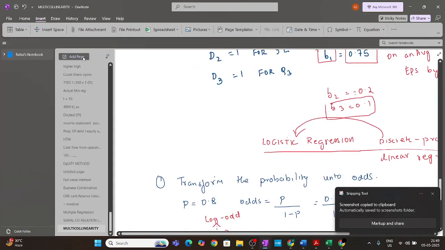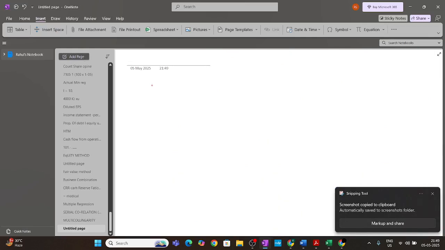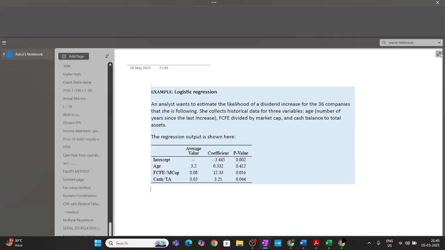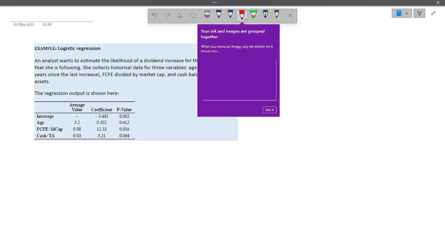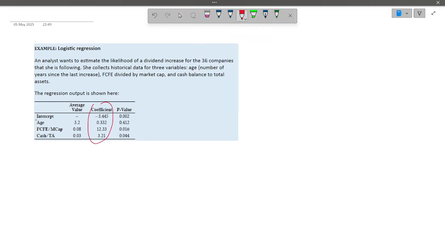So we'll paste it somewhere here. Okay, so guys, these are my coefficients. These are my independent variables. So we'll call them x1, x2, x3, right? We're not going to confuse it, right? And we are going to calculate the probability of a dividend increase. So my regression is going to look something like this.